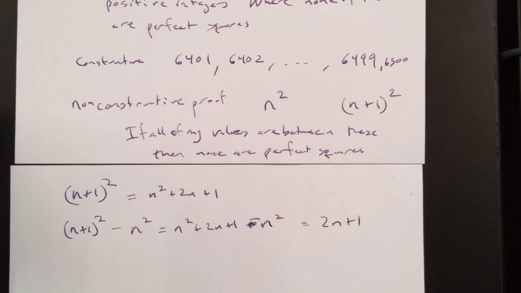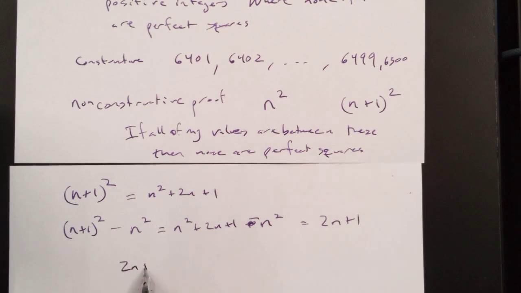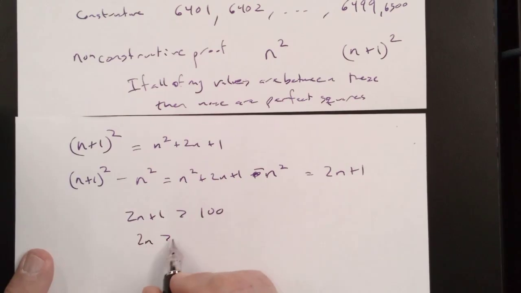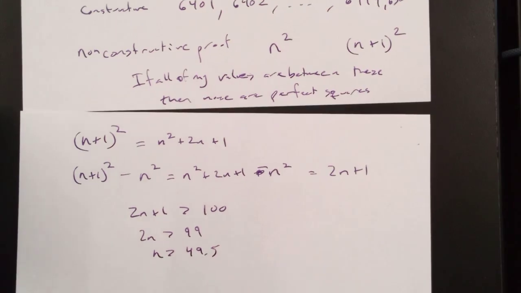If I want 100 numbers that are not squares, I need 2n plus 1 to be bigger than 100. Which means 2n bigger than 99, n bigger than 49.5. Pick any number larger than 50. Start your list there.